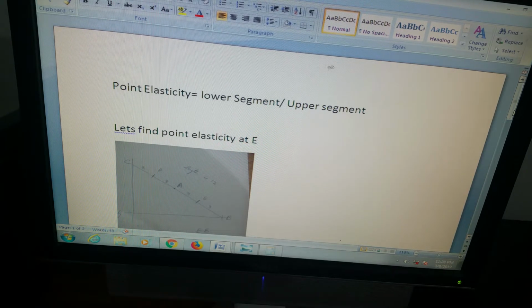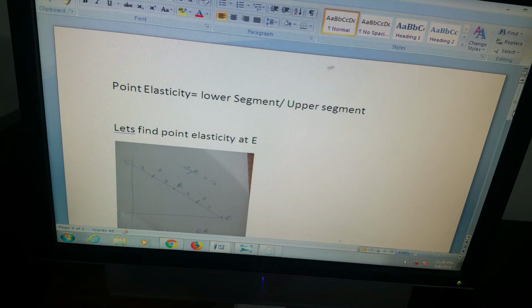Okay, so let's look at the formula. The formula of point elasticity is, whenever you have a straight line, you will divide it into two parts. You will have an upper part and you will have a lower part. Those parts are called the segments of the line. So the formula is very simple. It's lower segment divided by upper segment. Finish.